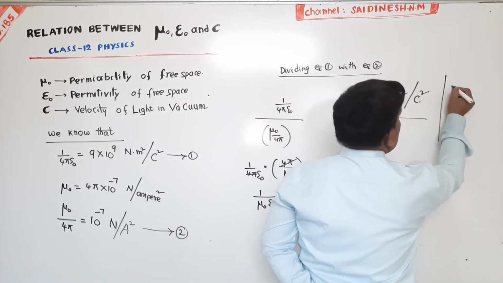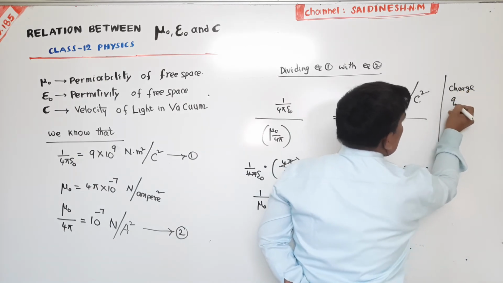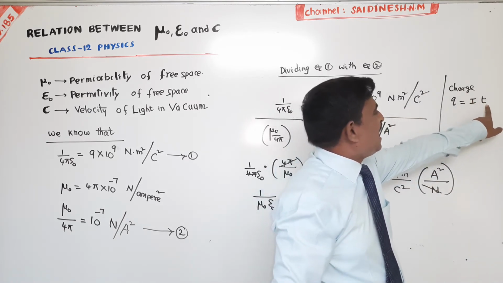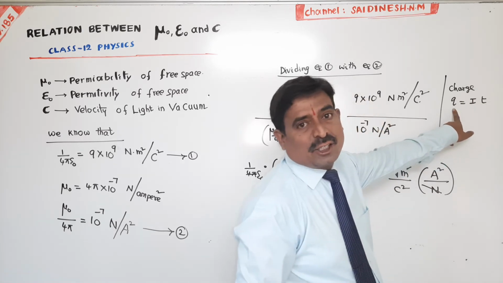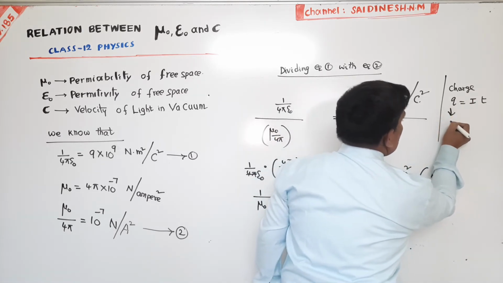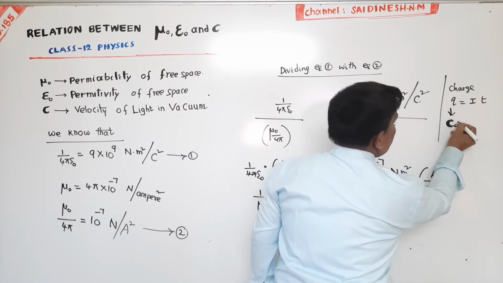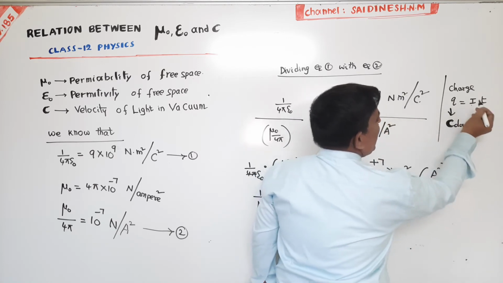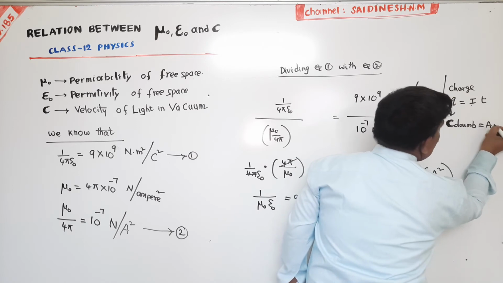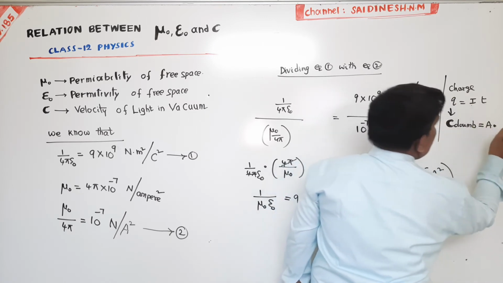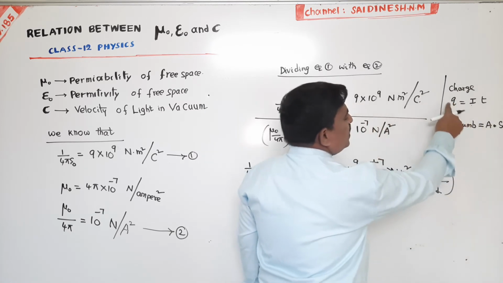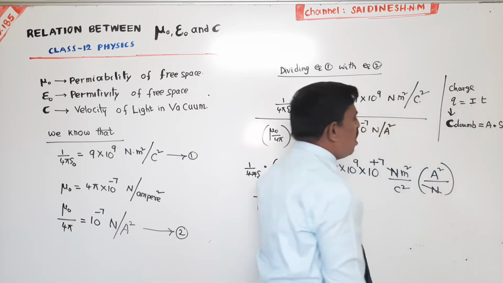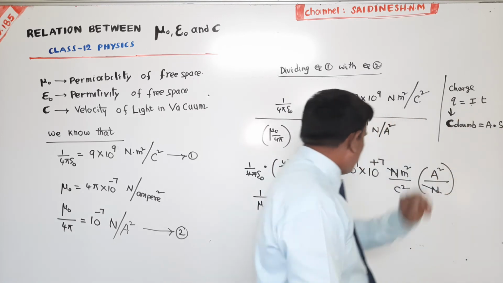We know one formula: charge Q is equal to I into T. I represents current, T represents time, Q represents the charge. Charge unit is coulomb, current unit is ampere, time unit is second. So coulomb is equal to ampere into second.